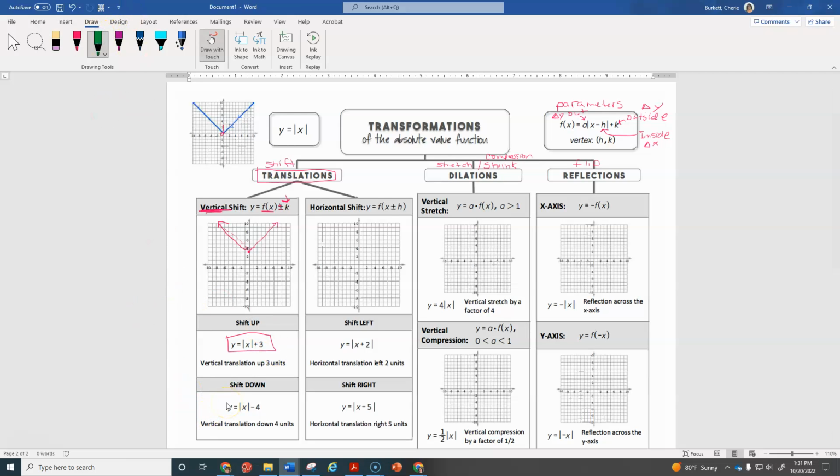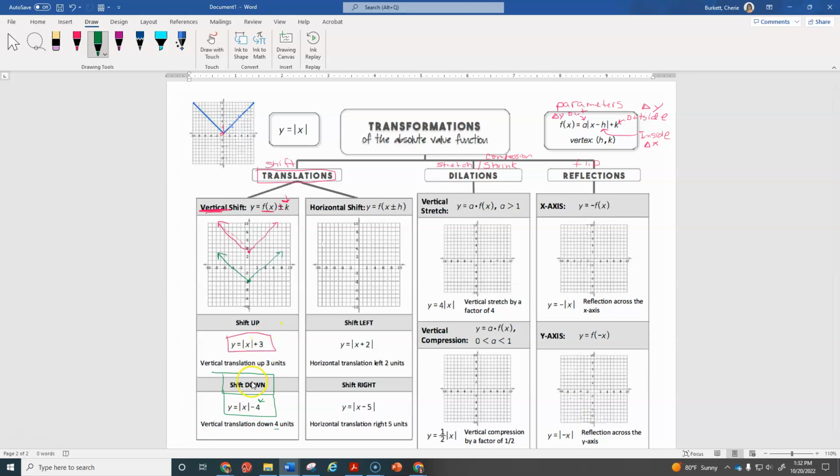Then we're going to have negative k's. When we have a negative k, it's going to do exactly what we think. It's going to go down, whatever the number is. So this one is going to go down 4, and we would say it's been vertically shifted down 4. And it would look like this. Okay, so that is the transformation. Minus k makes it move down k units. Plus k makes it shift up 3 units.